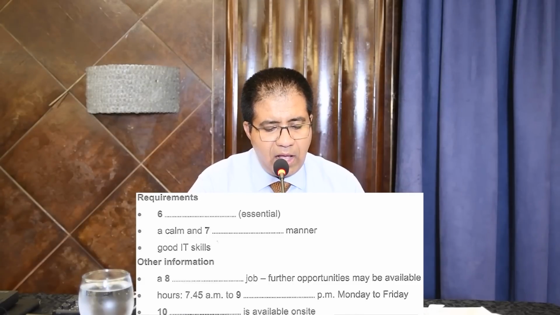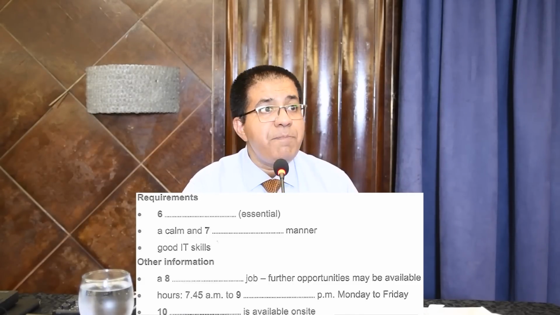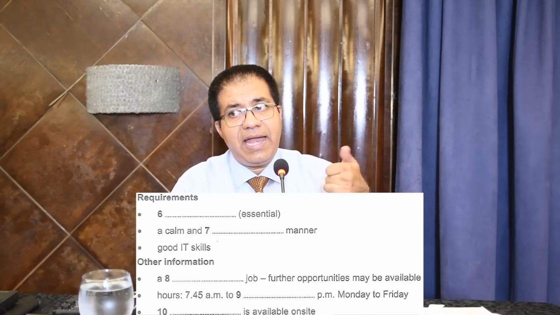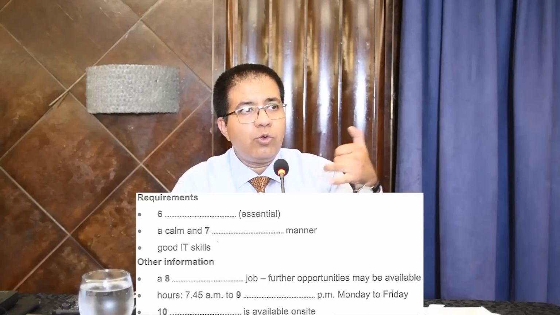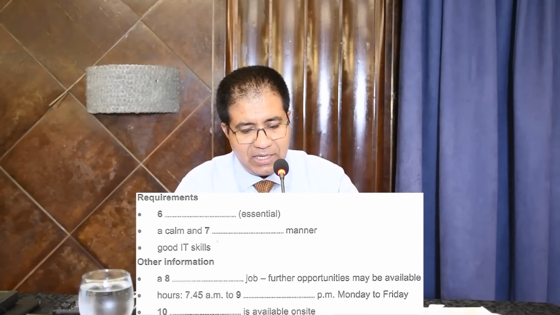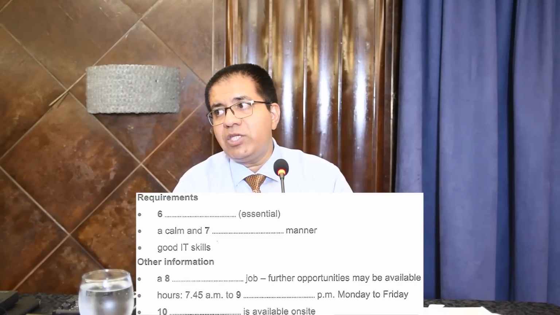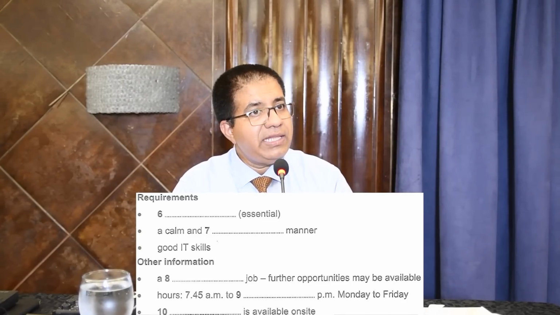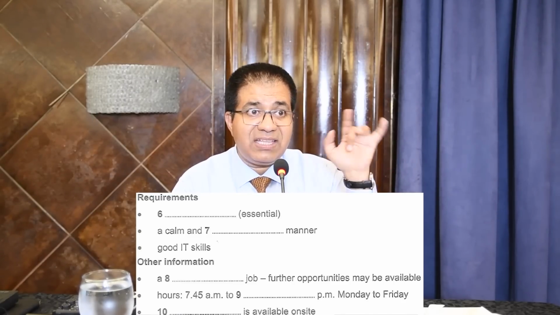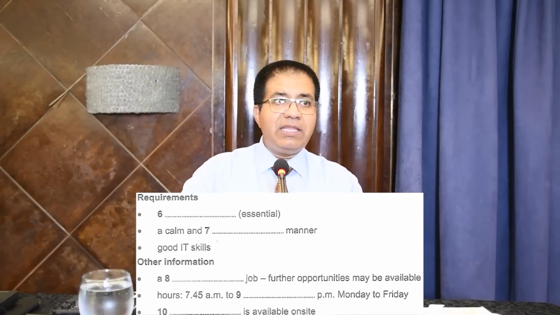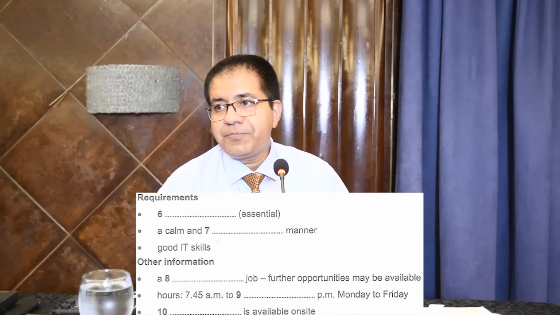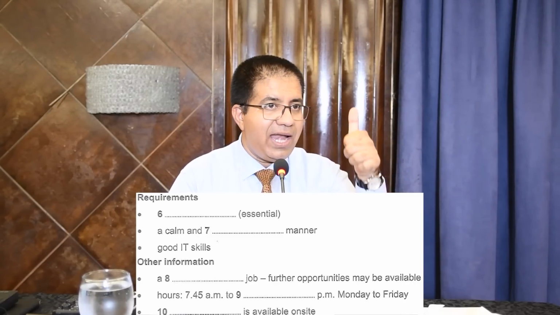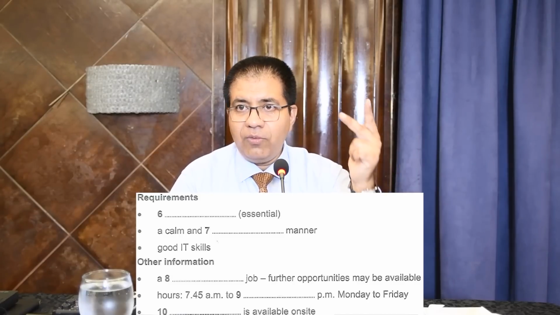Okay, question number 7. Second requirement. A calm and dash manner. Calm, manner, and with calm there will be another adjective. Calm and quiet, calm and something, manner. And for manner, they may use the word manner, behavior, attitude, anything like that. Now, the answer will come with calm. Okay? And one thing, underline the word and. There are many replacements of and in IELTS. And, also, not only but also.